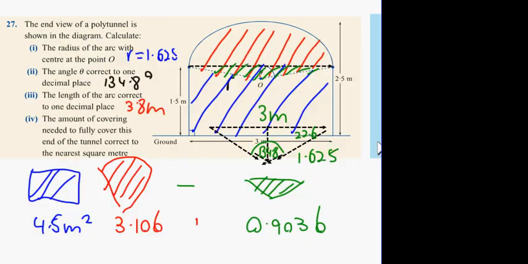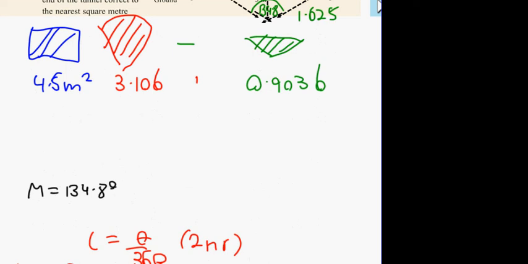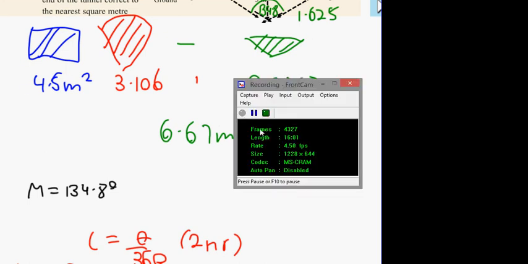Okay. Thank you. What did you say? 0.9367. Okay, add them together. Blue plus red minus green. What do you get? Blue plus red minus green. 6.67. 6.67 meters squared. As it turns out, that's the answer we're looking for in the back of the book. Round up to 7 meters squared.